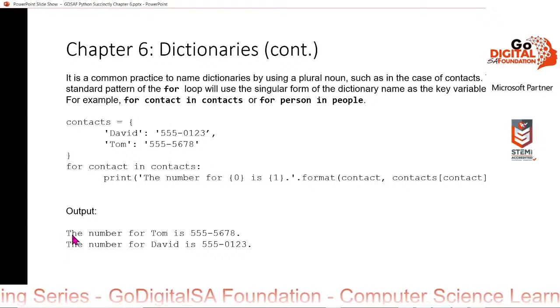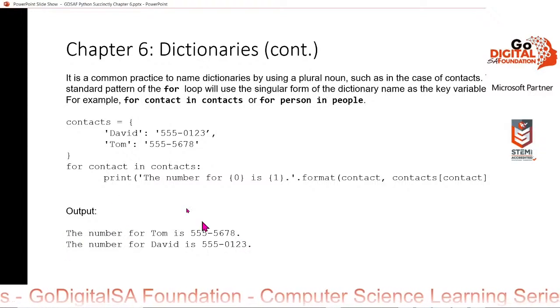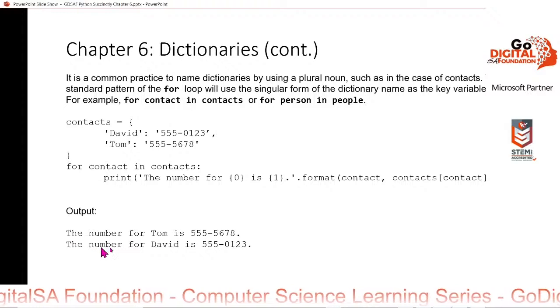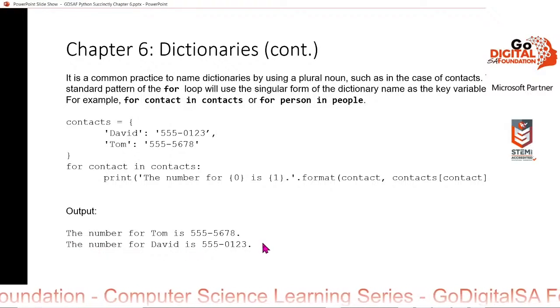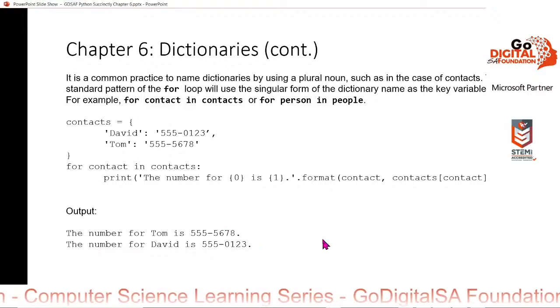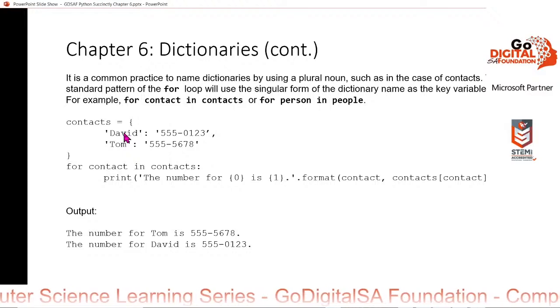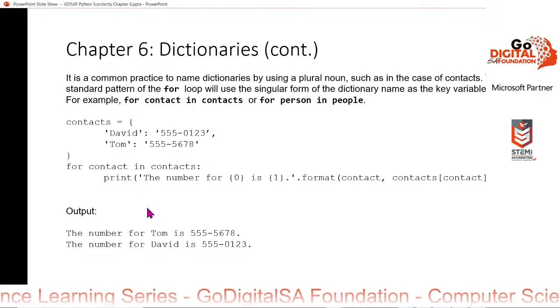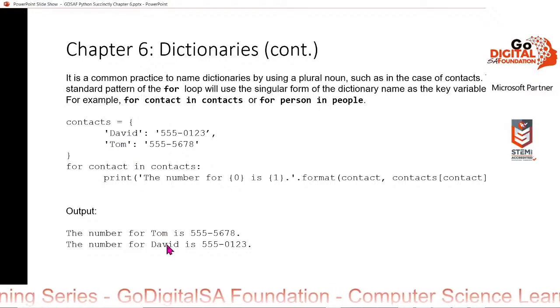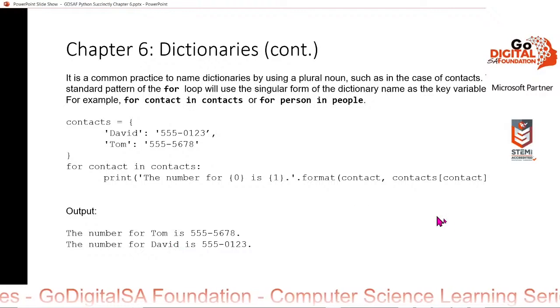Okay, so the output will be the number for Tom is this, and then the second time around the number for David is that. And remember, it's in no particular order. So you see that even though we created it David and Tom, it happens to print it, in this case, Tom and then David.